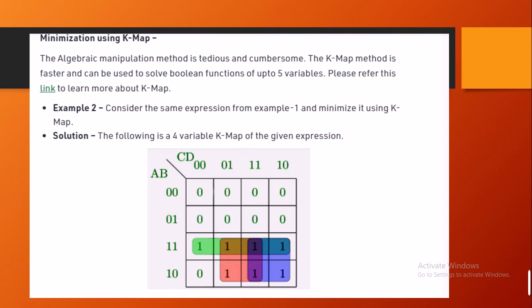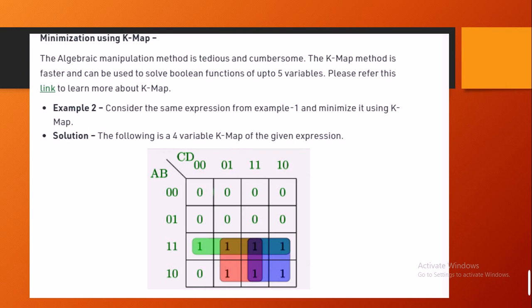In a K map, we make a table as it's shown in front of you. First of all, I read some theoretical part of it. The arithmetic manipulation method is tedious and cumbersome. The K map method is faster and can be used to solve Boolean functions of up to 5 variables. Okay, this is how it's shown. Up to 5 variables we can do this. Consider the same expression from example 1 and minimize it with the help of K map.